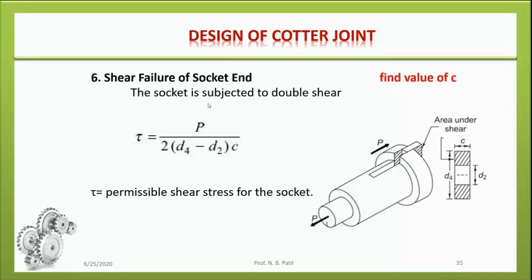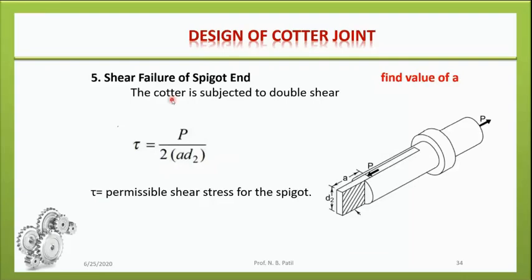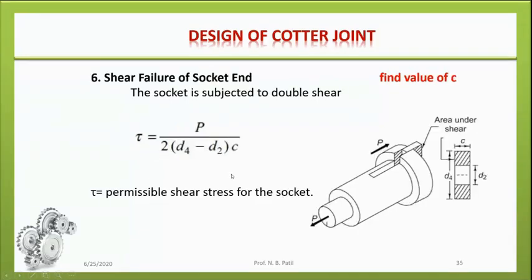So let's see over here. Tau is equal to P divided by 2 multiplied by A into D2. Why 2? Because two areas are there. Understand? And over here, find the value of A from this equation. Now, let's move to the next.